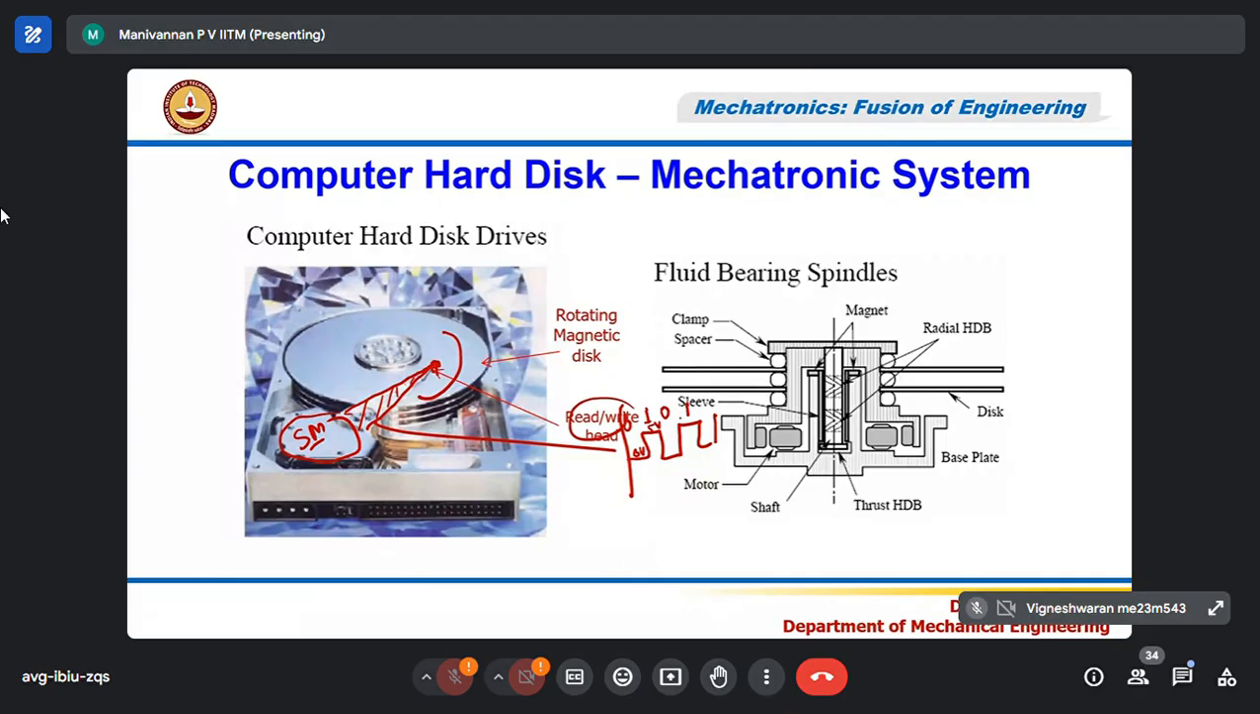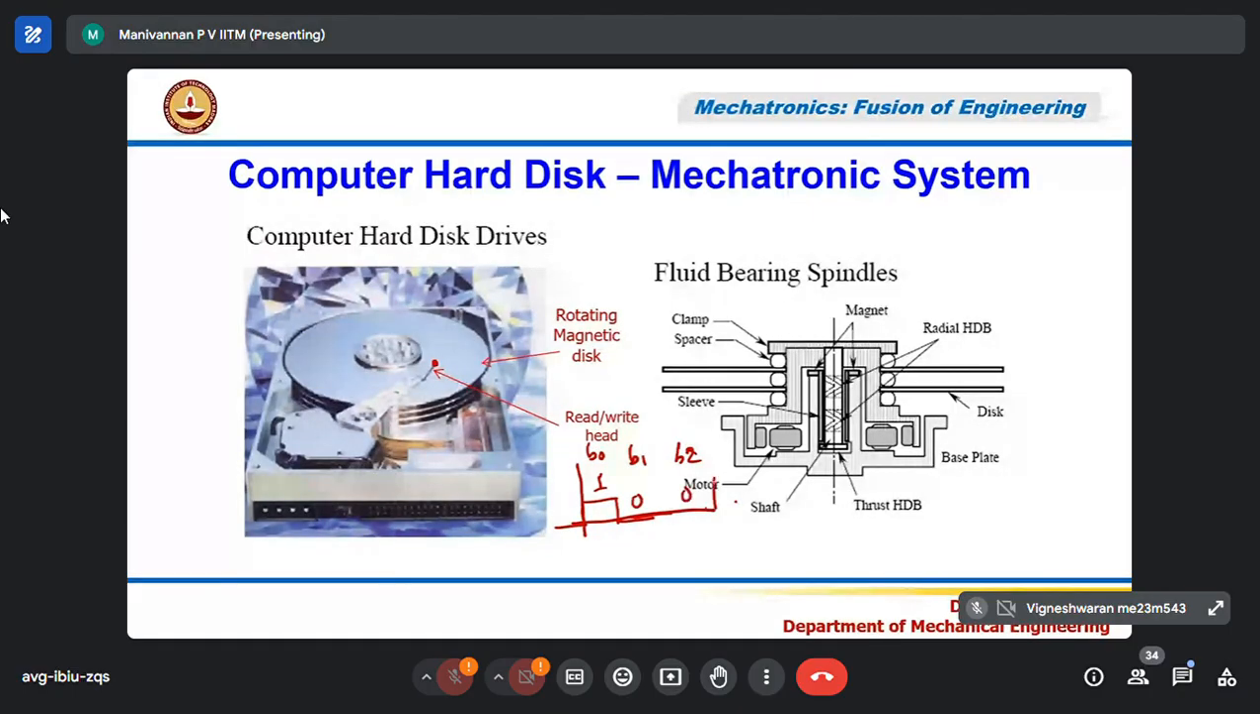Whenever 5 volts comes, it will produce a magnetic field at the end, so the energy will be stored and it will be magnetized. As I told, whenever you have data, for example this, with respect to time I am showing, this is 1, next is 0, next we say bit. This is bit 0, this is bit 1, this is bit 2. Like this it goes. The second bit is 0, third bit is 0. For example, the fourth bit is 1.